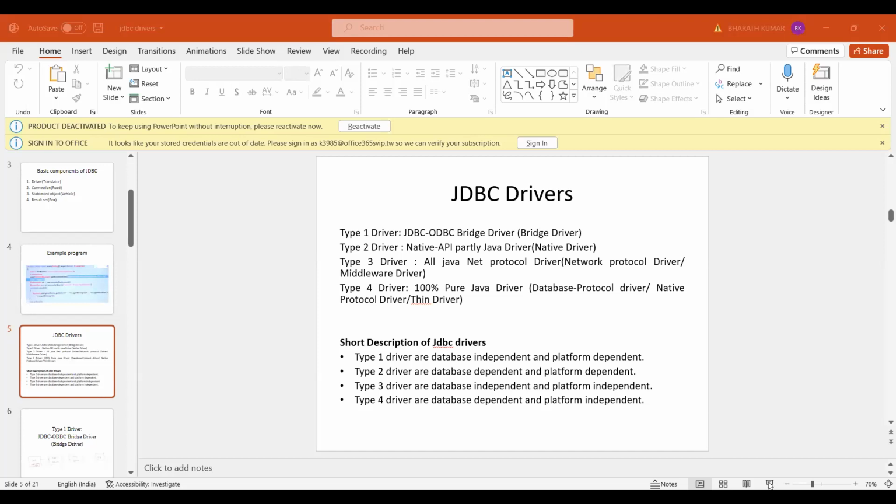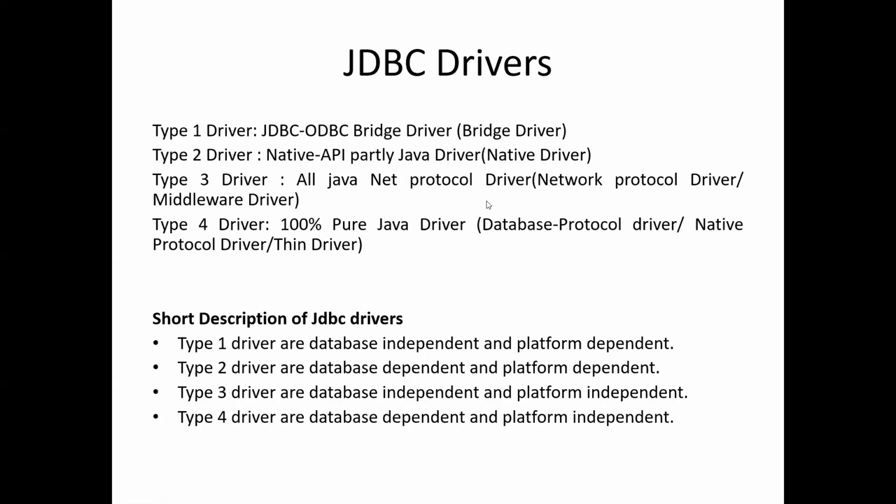Okay, now we will start with the JDBC drivers. The first driver is called the type 1 driver, also called the JDBC-ODBC bridge driver, or the bridge driver. The second driver is called the type 2 driver, or native API partly Java driver, also called the native driver. The third type of driver is the type 3 driver, also called the all Java net protocol driver, or network protocol driver, or middleware driver.